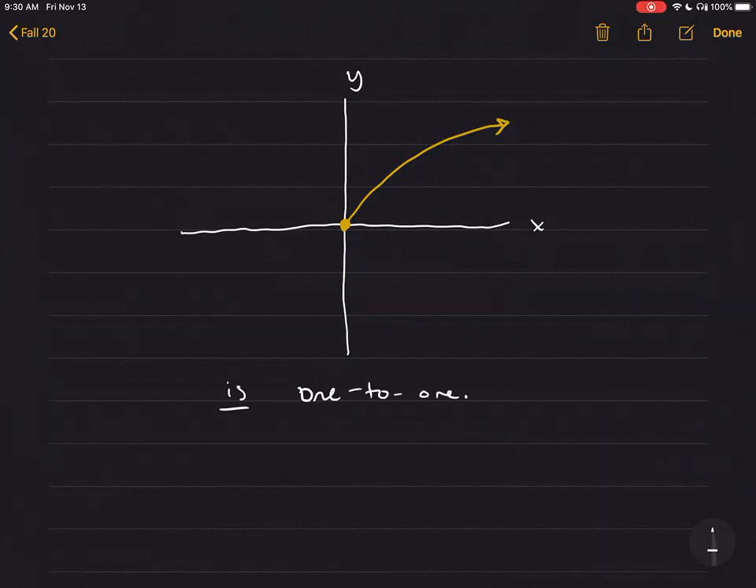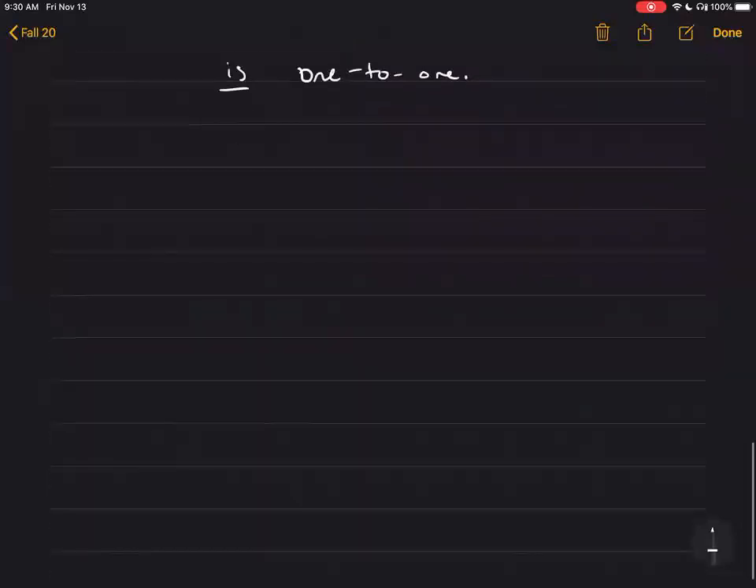Okay, excellent. But how can we decide if a function is one-to-one based off of the equation? So that's the question.